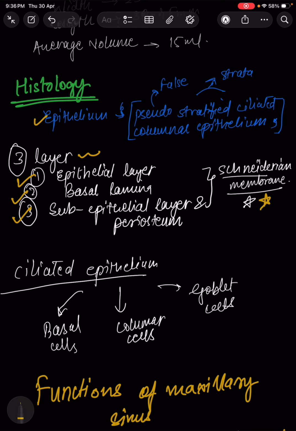The ciliated epithelium has 3 types of cells: the basal cell, columnar cell and goblet cell. So these are the basics of the maxillary sinus, which you need to write in the exam, whether it comes for a 3 marker or even a long marker.